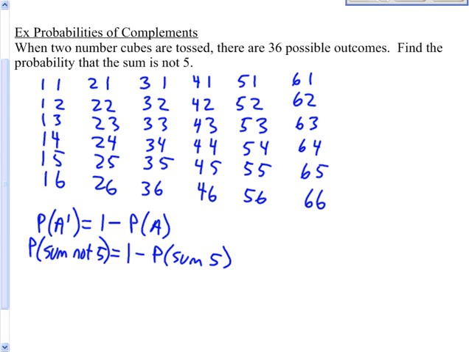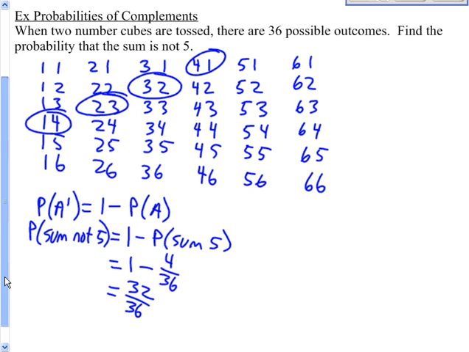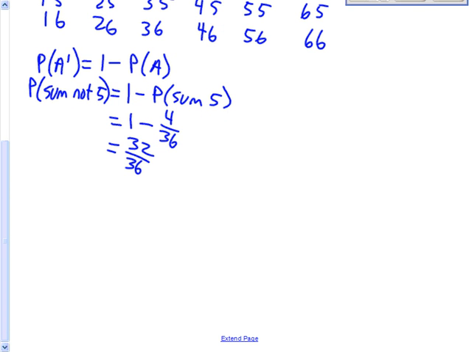Okay? So let's think about that. All right, well, what is the probability that the sum is 5? Well, how many of these things add up to 5? Okay, there's one. There's one that adds up to 5. There's one that adds up to 5. There's one that adds up to 5. So it looks like we have 4 of these out of these 36. Okay, so change that 1 to 36 over 36 minus 4 over 36. Looks like we have 32 out of 36 is our probability that the sum is not 5.